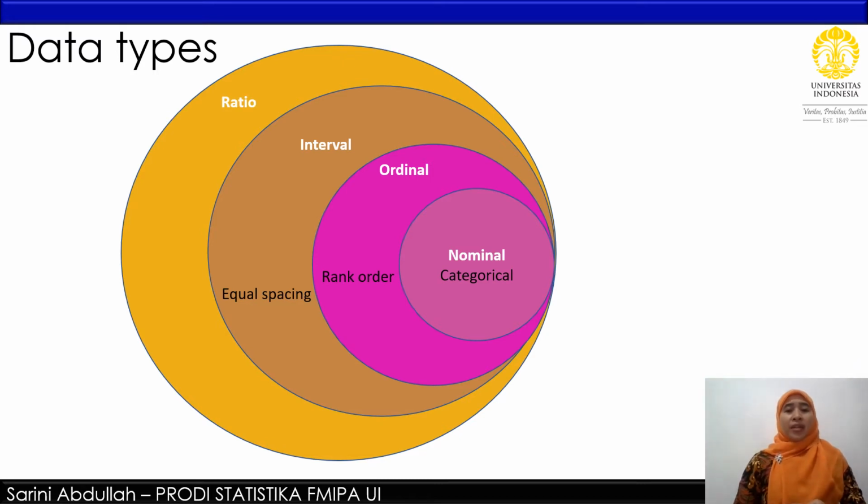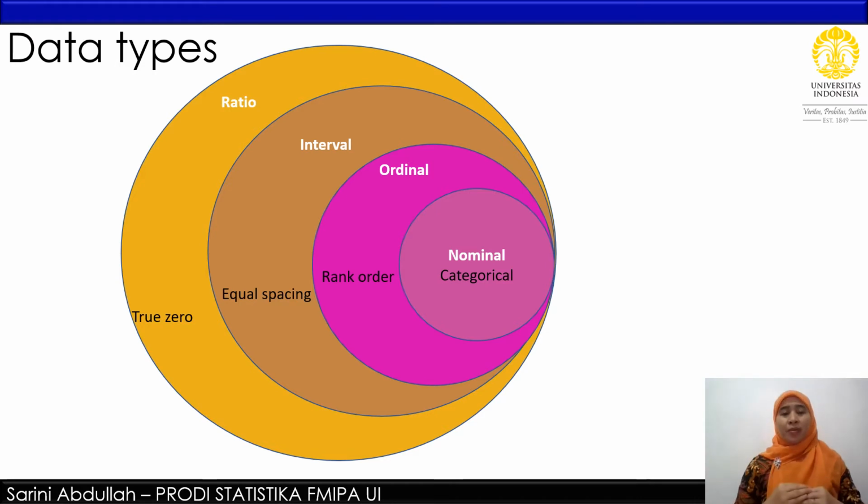The interval scale already has the ranking, but the difference from the ordinal is that the ranking in the interval scale has equal spacing. What does it mean? By equal spacing, we will see it later in the example of the interval scale. And the ratio scale has the true zero.